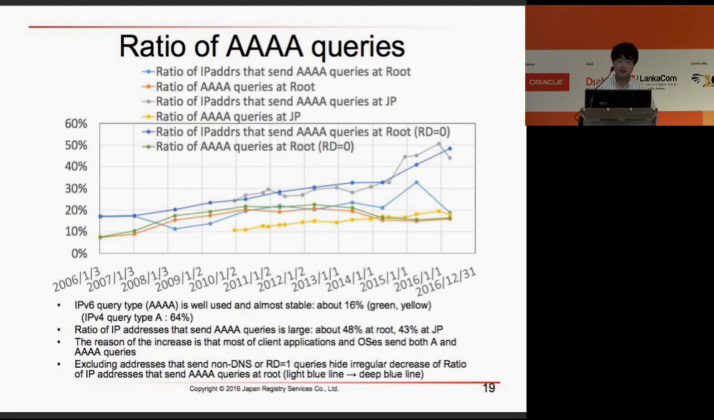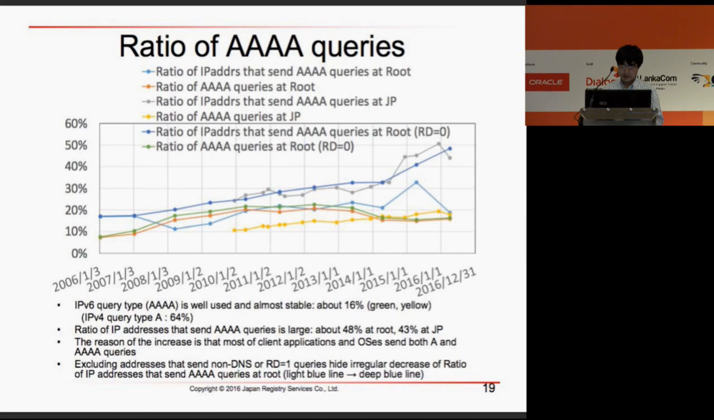Next graph shows ratio of quad A queries. IP version 6 query type quad A is well used and almost stable, about 16%, green and yellow line. And IP version 4 query type A is about 64%. Ratio of IP addresses that send quad A queries is large, about 48% at root, 43% at JP. Half of IP addresses send quad A queries.